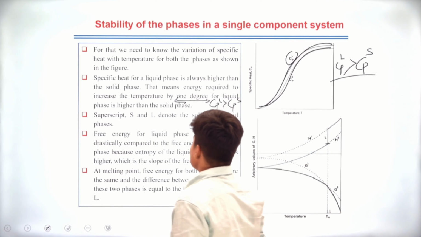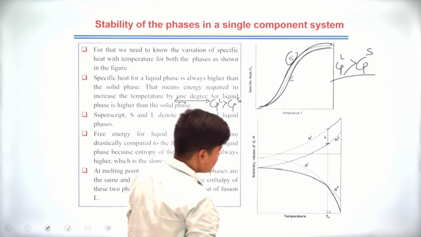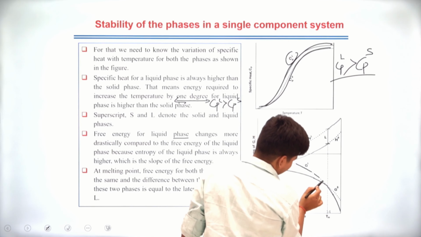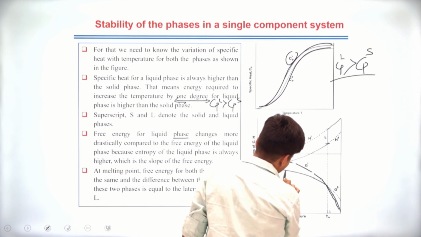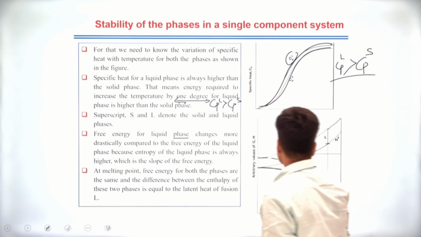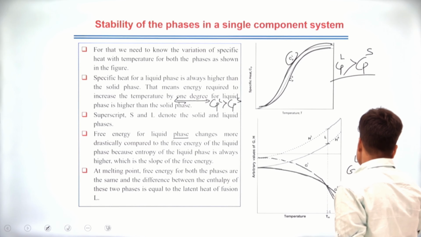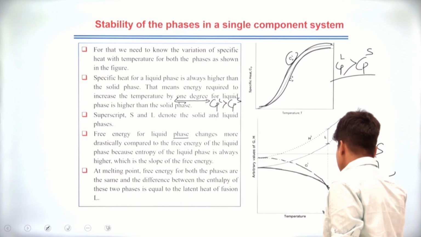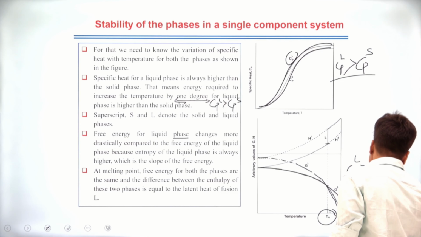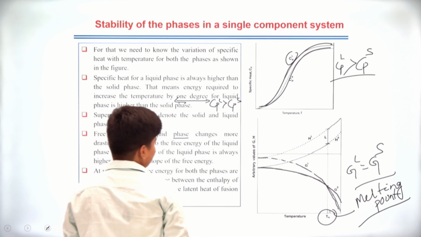So now the free energy changes for the liquid phase and the solid phase will behave like this. The free energy change for the liquid phase is the dotted line, and the solid line is the free energy change for the solid state. At some temperature they meet, meaning at this temperature GL is equal to GS, and that temperature is known as the melting point. At the melting point, the free energy of the solid and the free energy of the liquid phase are equal.